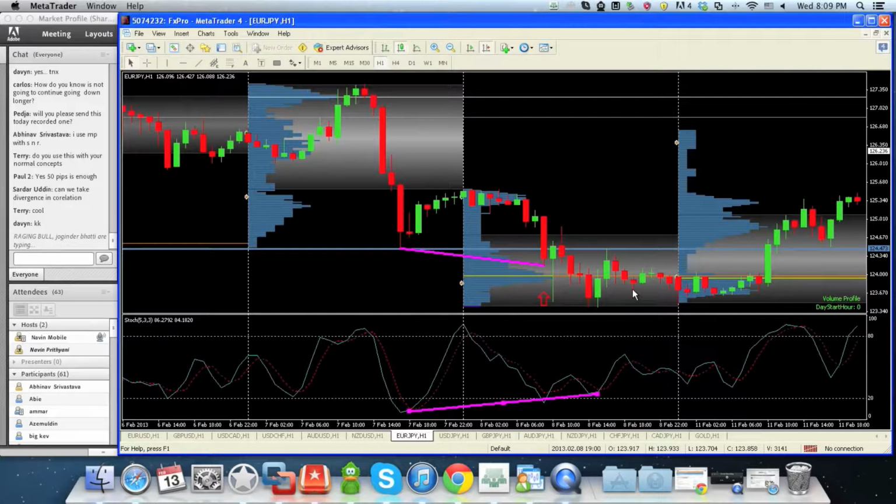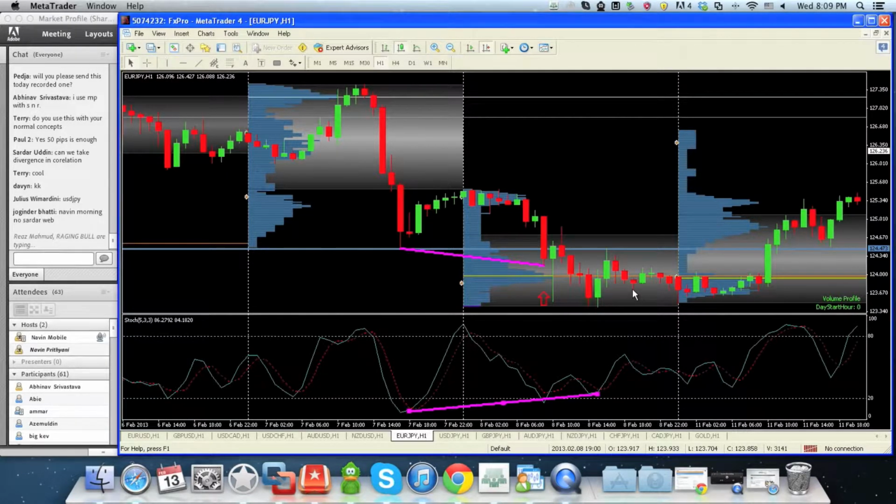Next pair. Anyone give me a pair? We'll look at a couple more examples, and then we'll call it a day. US dollar, Japanese yen. All right.